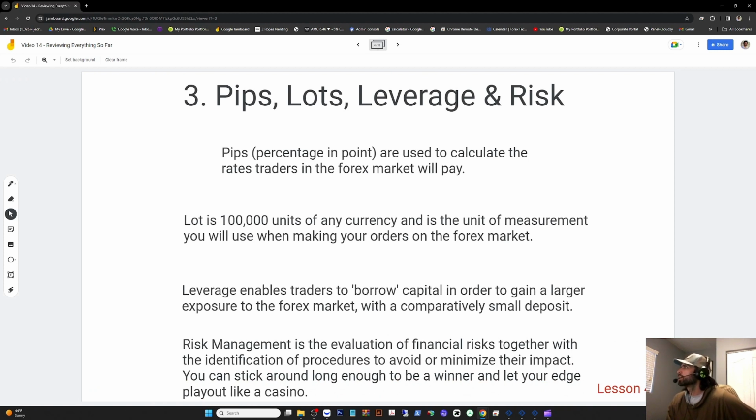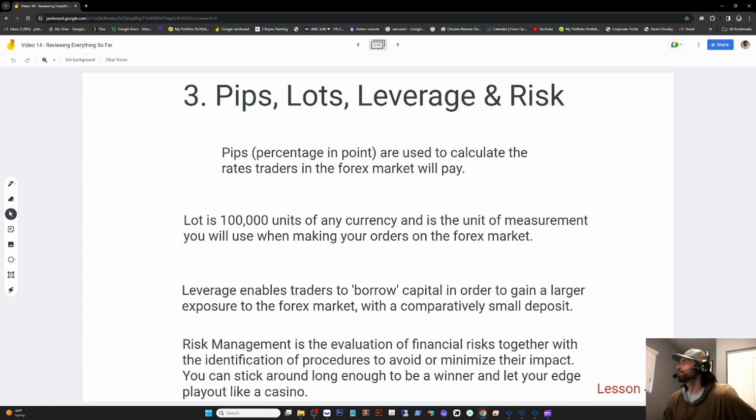3, pips, lots, leverage, and risk. Pips are the percentage in point and are used to calculate the rates traders in the Forex markets will pay. A lot is 100,000 units of any currency and is the unit of measurement you will use when making your orders on the Forex market.